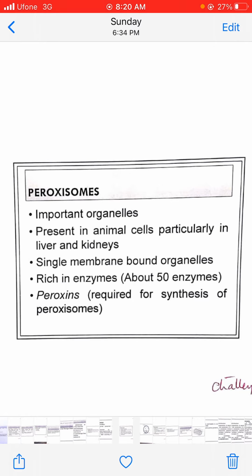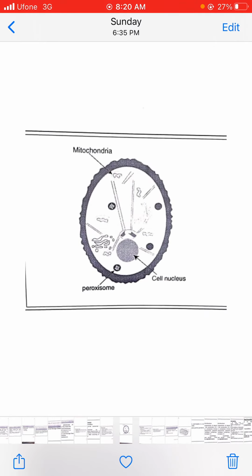So basically the structure of the peroxisome is somewhat like this. In the cytoplasm, you can see the peroxisomes are present as small circular shaped organelles, along with the large nucleus. Mitochondria are also there, so peroxisomes are distinct organelles which are present in the cell.